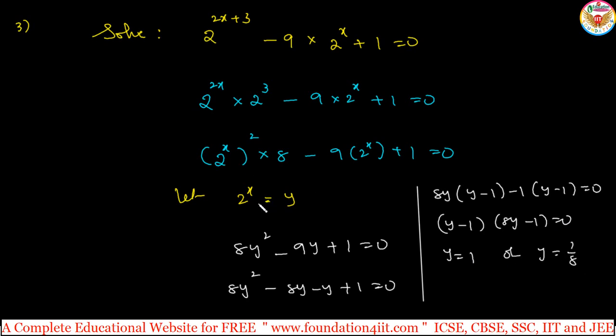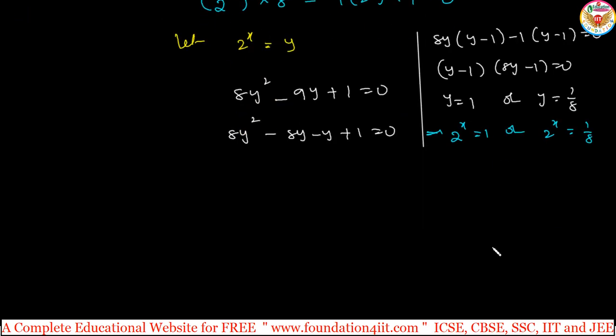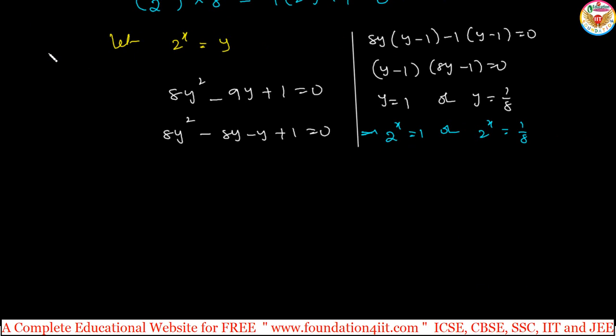But actually y is nothing but 2 power x. So you can take now, therefore 2 to the power x is equal to 1 or 2 to the power x is equal to 1 by 8. You can solve from both. Here 2 power x is 1, so any number power 0 is only 1. So x is equal to 0. Or 2 power x is equal to 2 power minus 3, because 1 by 8 is 2 power minus 3. That means x is equal to minus 3. x is minus 3 or x is equal to 0.